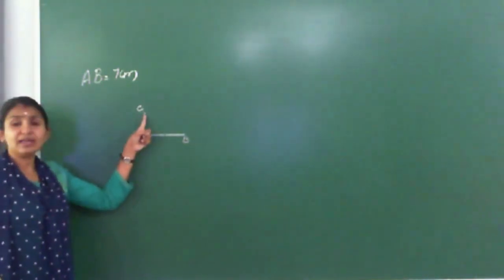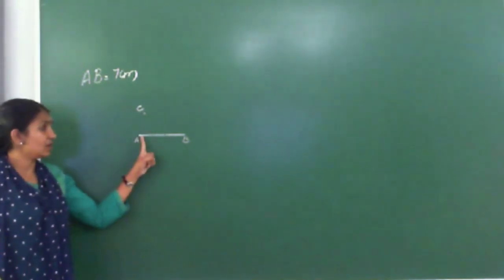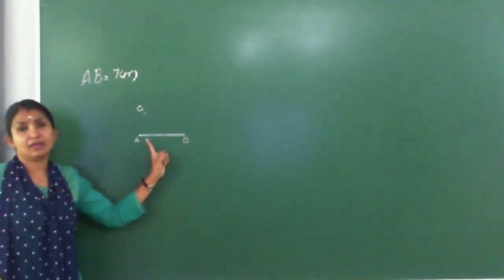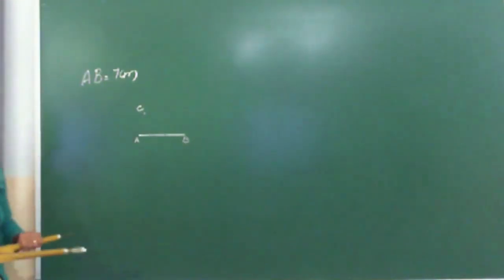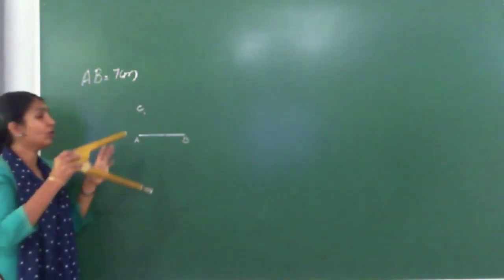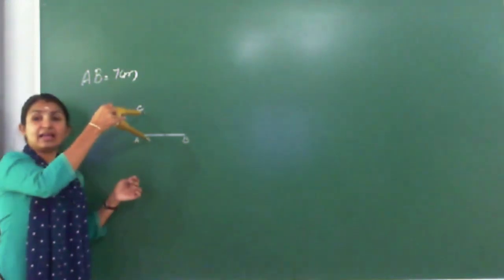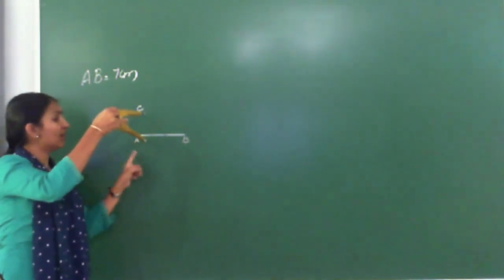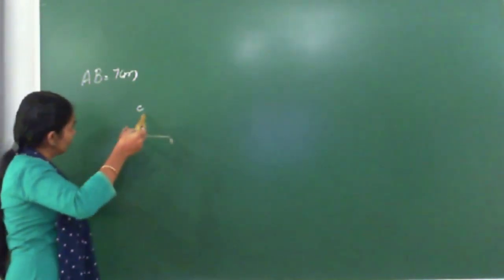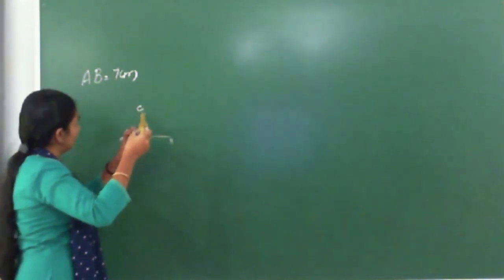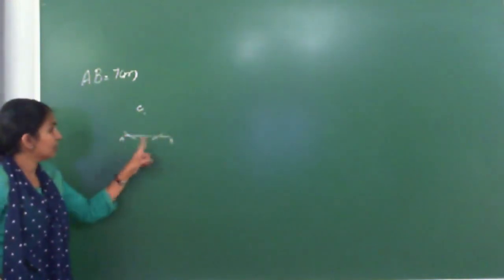Now with C as center, we want to draw an arc. That arc should cut this AB in two places. Means we have to keep our compass on C and adjust the compass radius in such a way that it cuts this line AB in two places. So I am just going to cut it in two places. So I got the required arc. We got two points here.